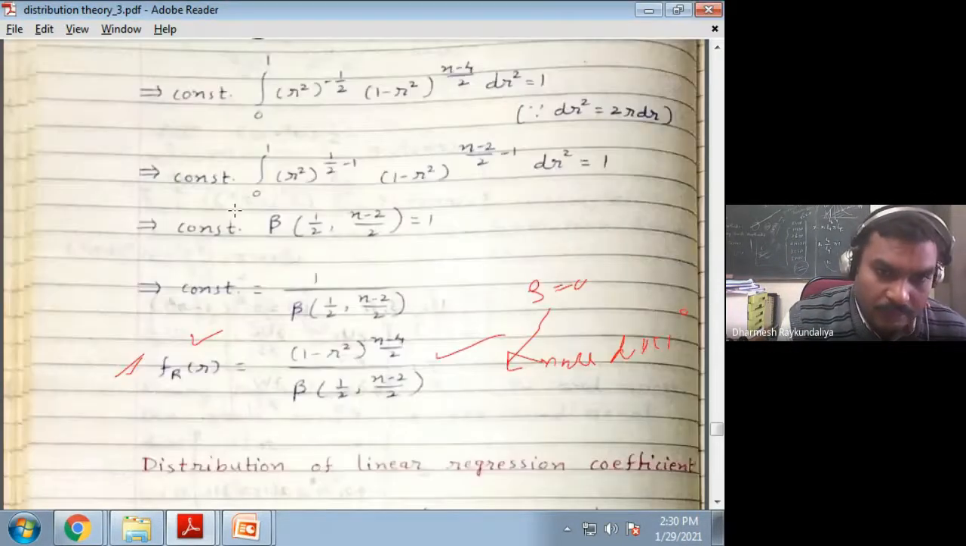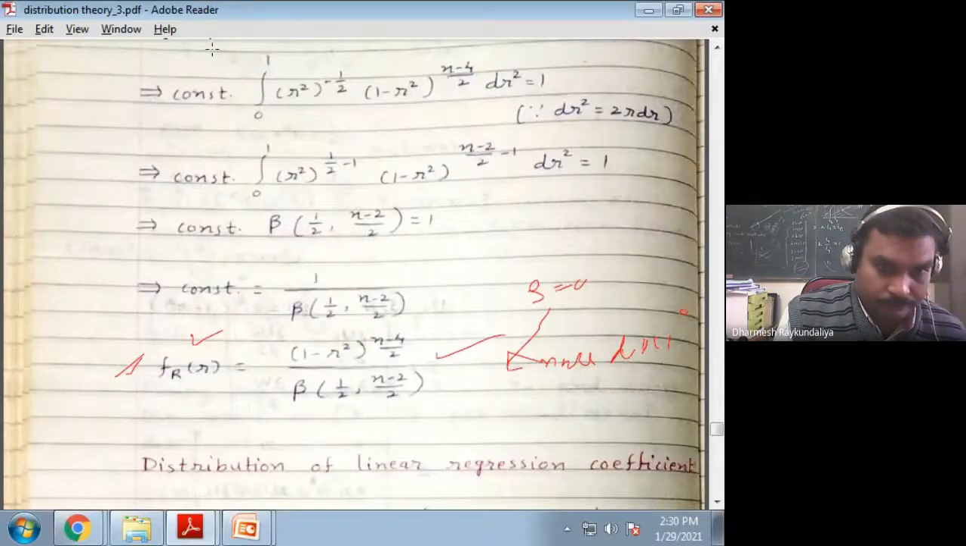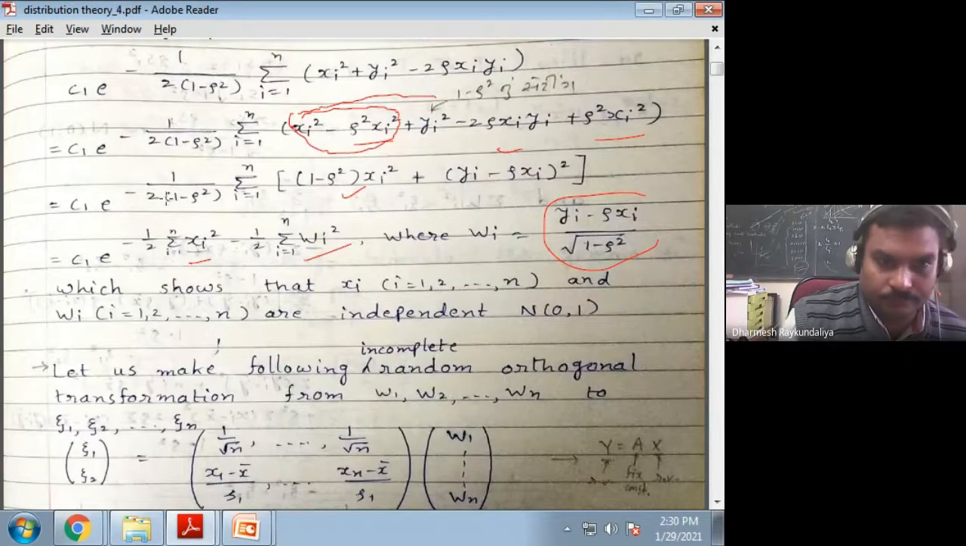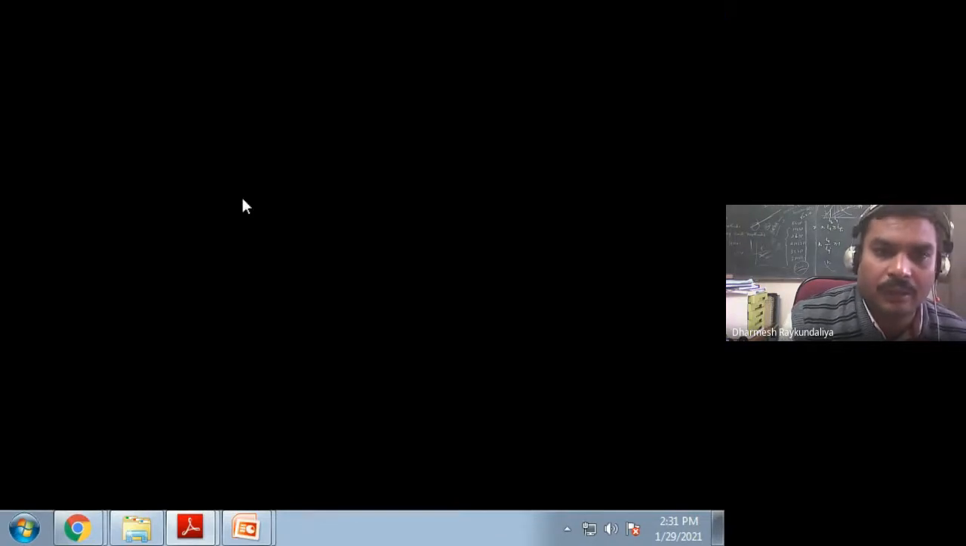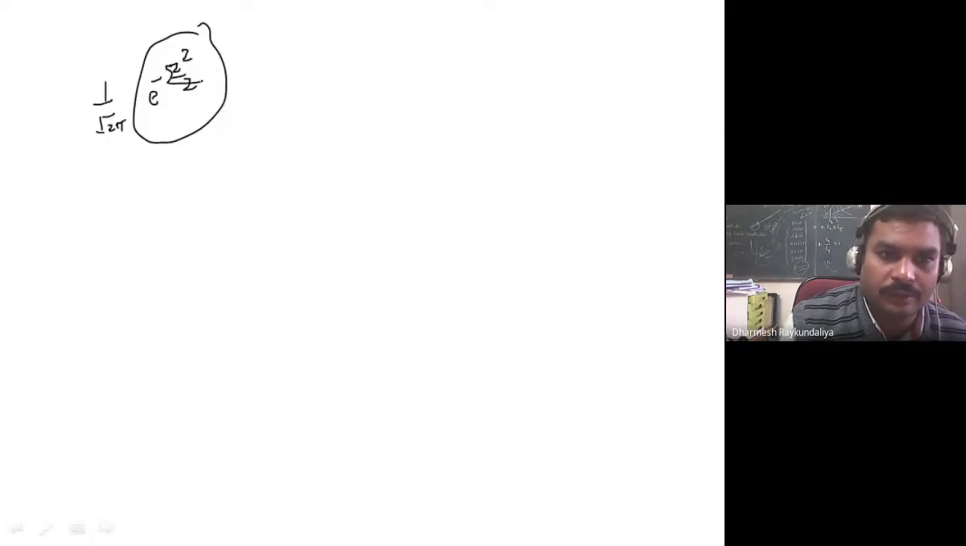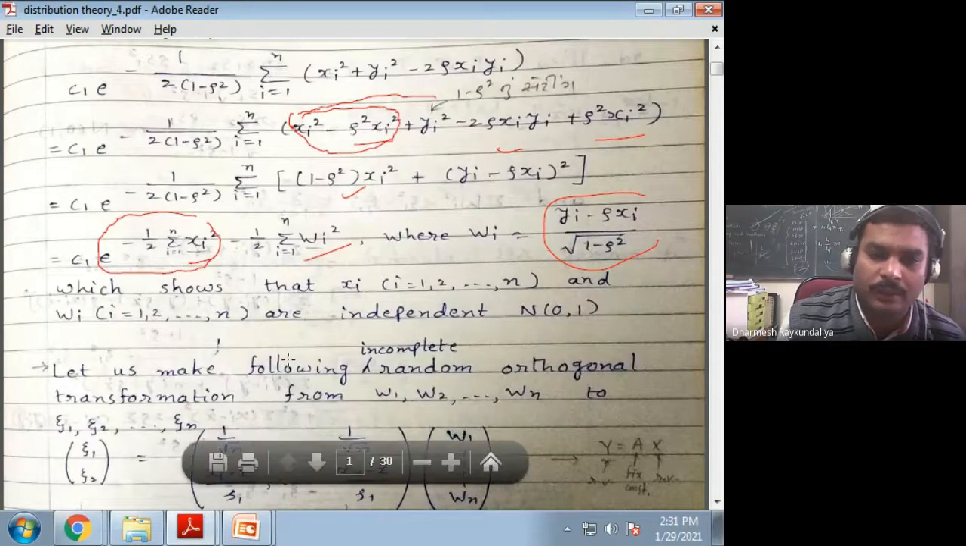Because what is the PDF of the standard normal? It is 1 upon root 2 pi e raised to minus z square by 2. So you can see that here it is e raised to minus xi square by 2, and this is e raised to minus summation wi square, and I have n observations, that is the summation. So x and w are both independent normal 0, 1.